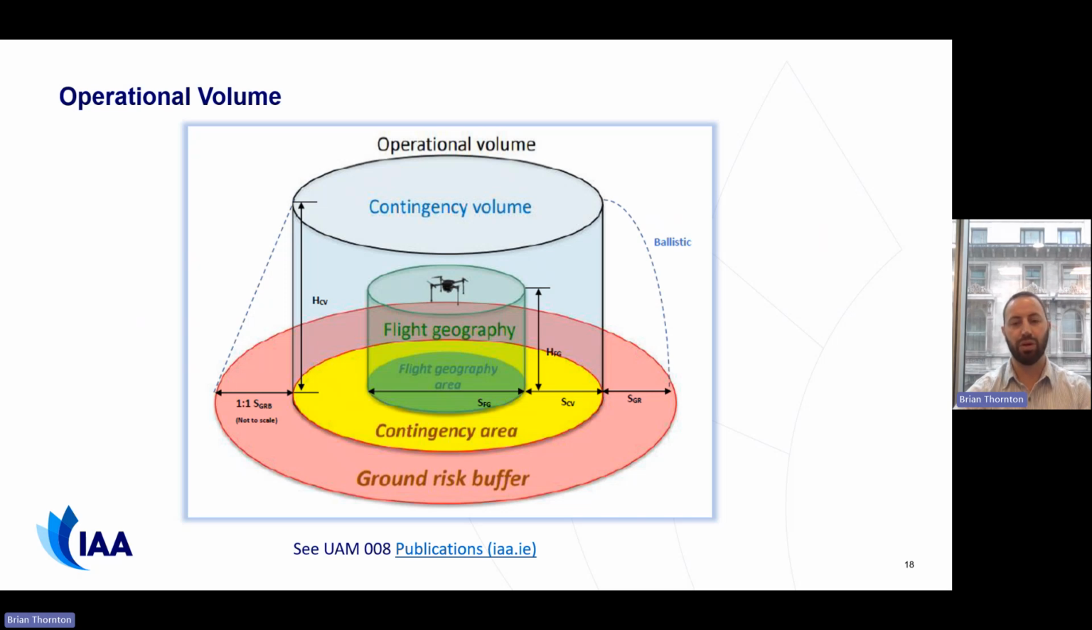The purpose of this diagram is to show what I mean by the flight geography, the contingency volume, and then your ground risk buffer. When you conduct your operations in the specific category, these are defined, and how you define that procedure is outlined in your operations manual by the operator. So the operational volume is comprised of flight geography, contingency volume, and your ground risk buffer. We have some guidance on the IAA website. You can see UAM 008 in our publications page, which talks about how to define the operational volume and what it is.